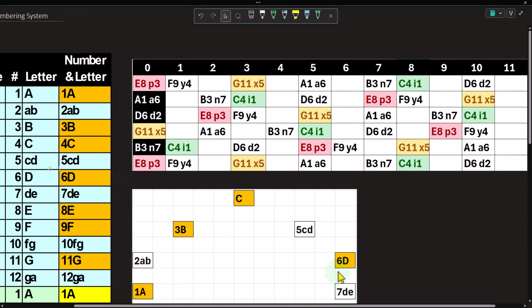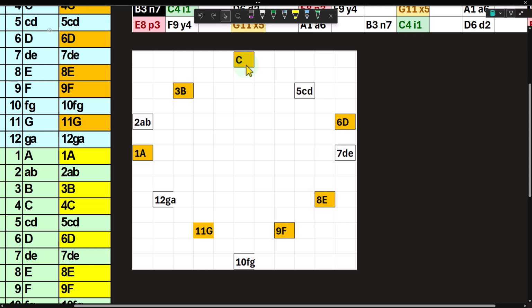So then I can see it in a circle here. If I map this out on a circle, C, same formula. C, whole step to D, whole step to E, half step to F, whole step to G, whole step to A, whole step to B, half step back home. That's the formula.